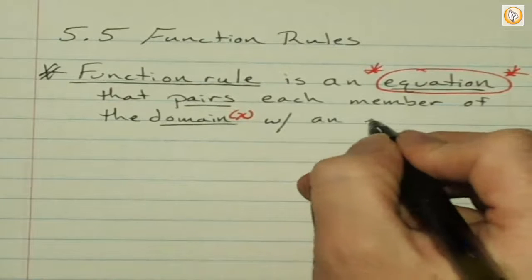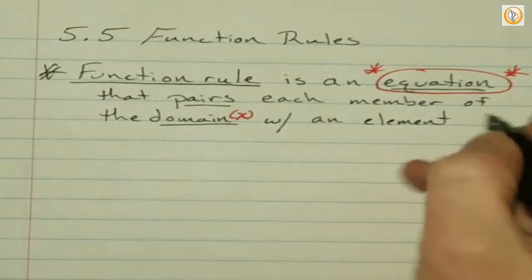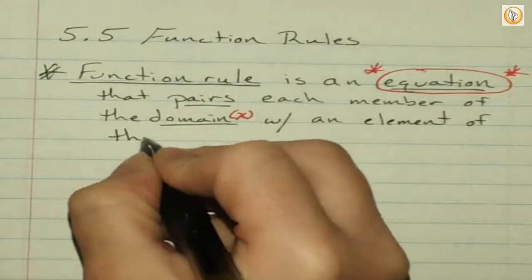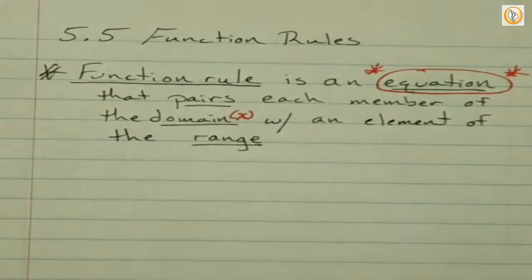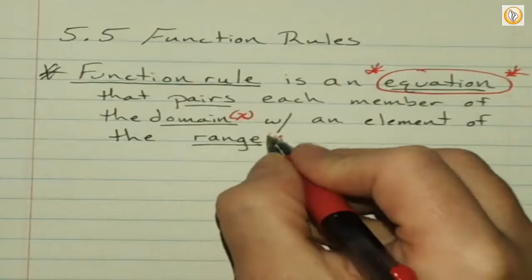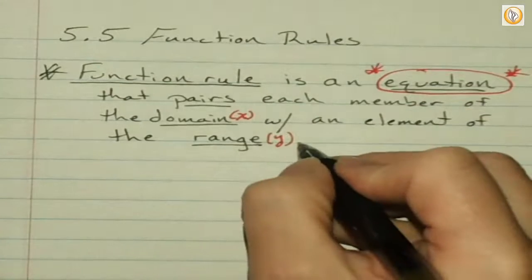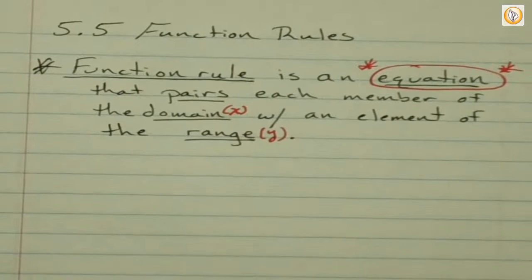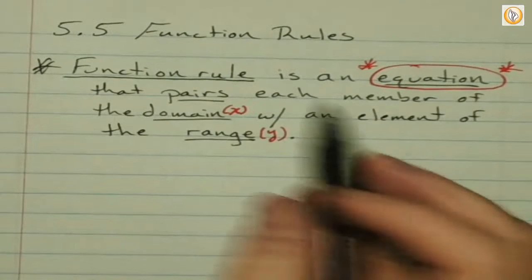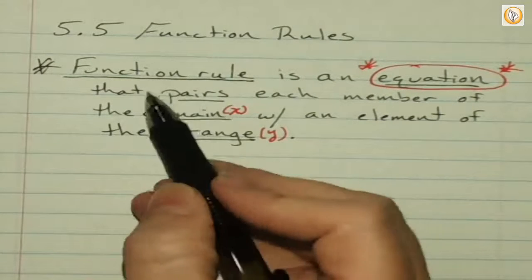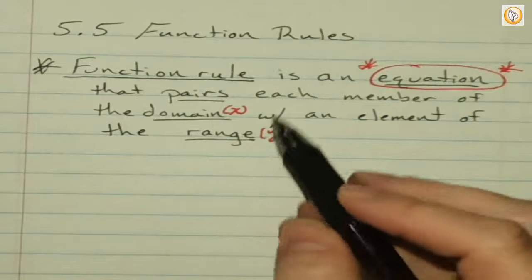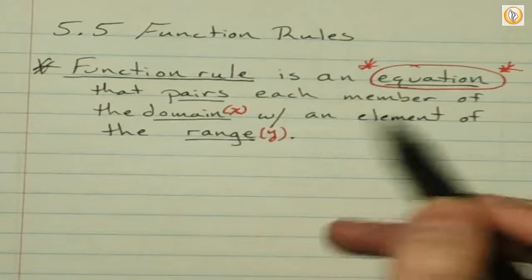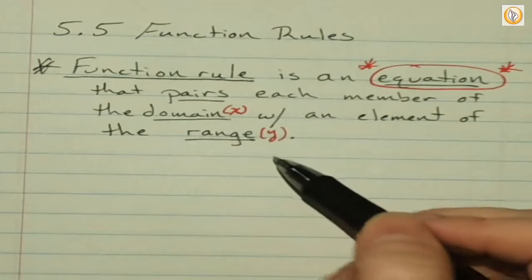With an element of the range. What's the range? So does element just mean number? Exactly. So, the one thing you do need to remember, whenever they say, what is the function rule? They're asking, what's the equation? And it says that pairs each member of the domain with an element of the range.